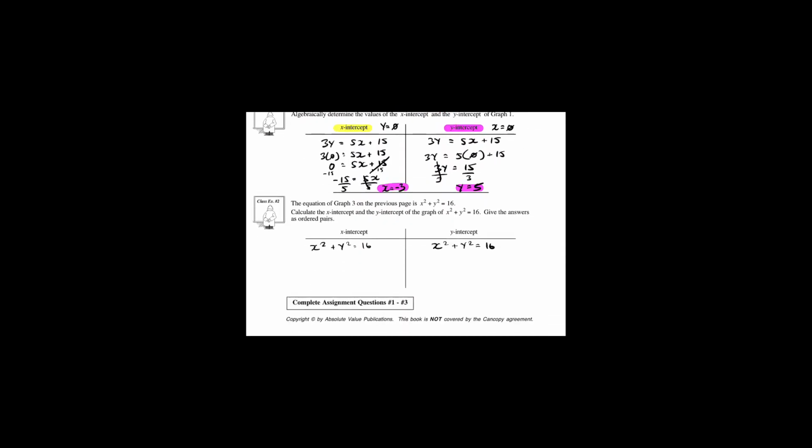So we've got x squared plus y squared equals 16. And they're saying this is from the third graph. So that's up here, this one. And you can see we should have a positive and negative x-intercept and a positive and negative y-intercept. Okay, so at the x-intercept, what do we know? We know that y equals 0. And at the y-intercept, what do we know? X equals 0. So I'm just going to substitute.